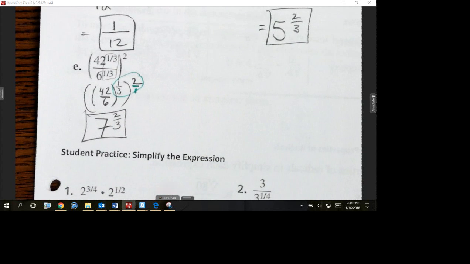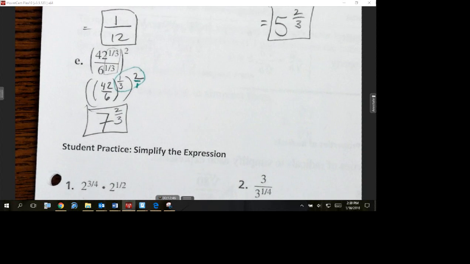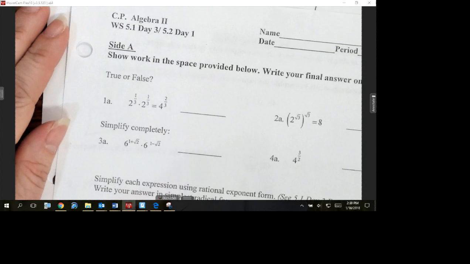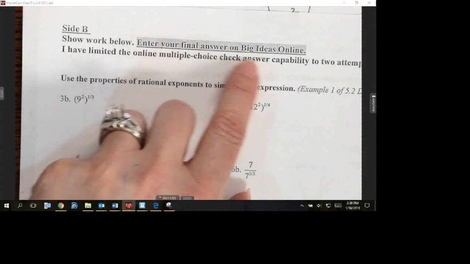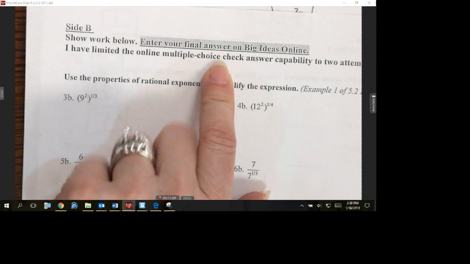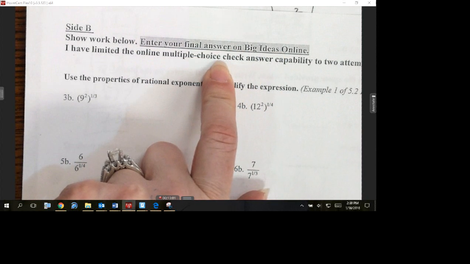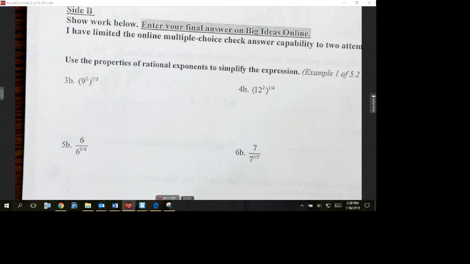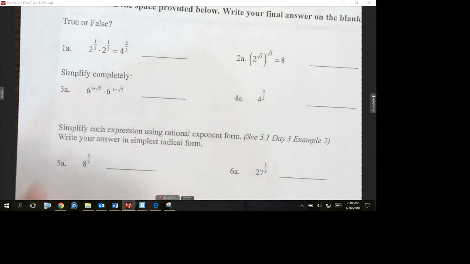So you were handed this packet, and you were also handed a worksheet. This is your assignment, but I want to show something to you on the back. The worksheet says to enter your final answer on Big Ideas Online. That is not going to be available to you until class tomorrow. So don't even get on yet. Just get your answers down here, and then tomorrow I'll unlock it and you can get on and see if you're right. Okay? This part won't be on Big Ideas Online.